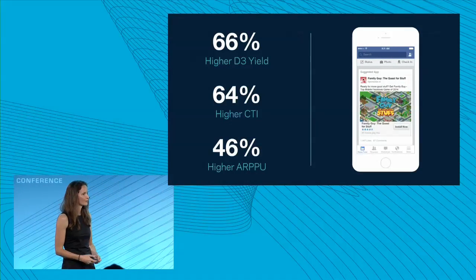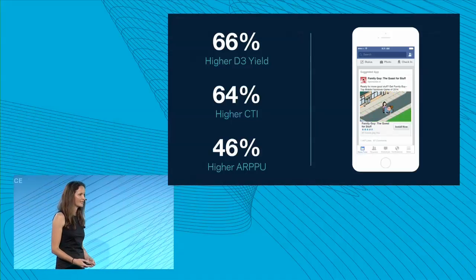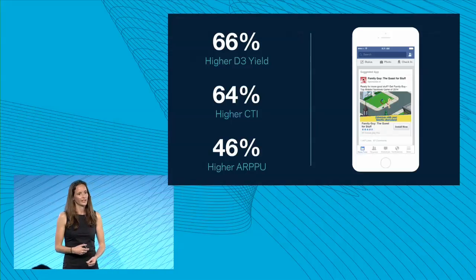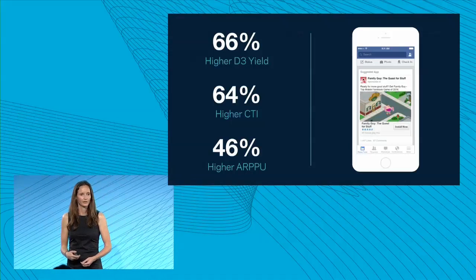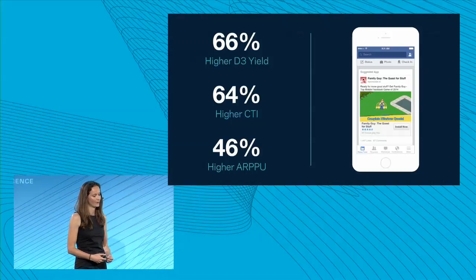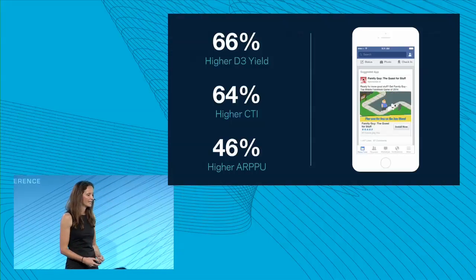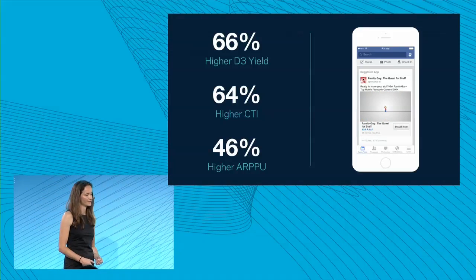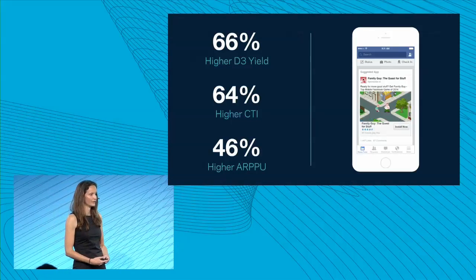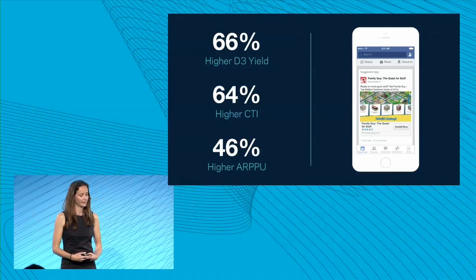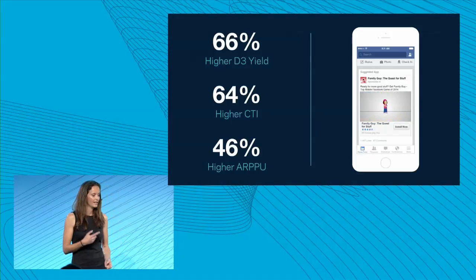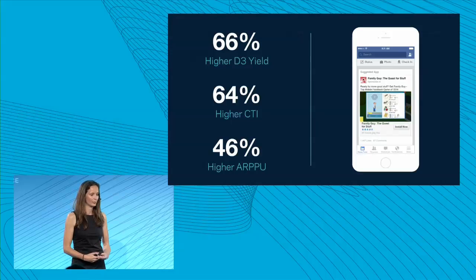As it turns out, real developers in the real world are also seeing great results from video mobile app ads on Facebook. In March 2015, Facebook released a case study with the local San Francisco-based developer TinyCo behind the hit game Family Guy: The Quest for Stuff. TinyCo started using video in their mobile app ads and has seen phenomenal results. 66% higher day 3 yield over their static mobile app ads on Facebook. 64% higher conversion rates in their advertising, and 46% higher average revenue per purchasing user.